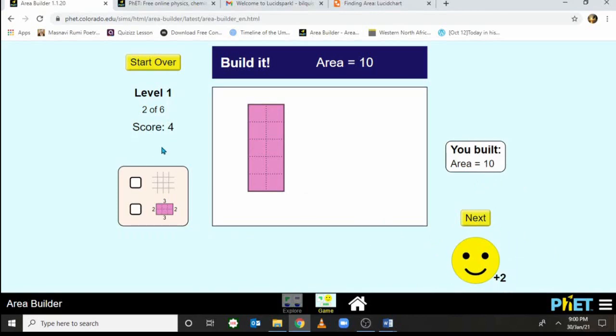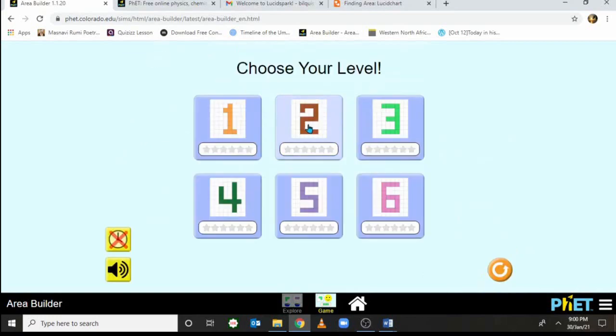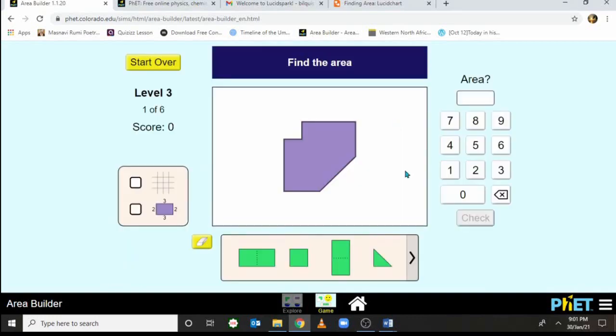So in this way you can increase your level and go to the next level. You can find the area as well. You can ask your students to explore at home as a home assignment.